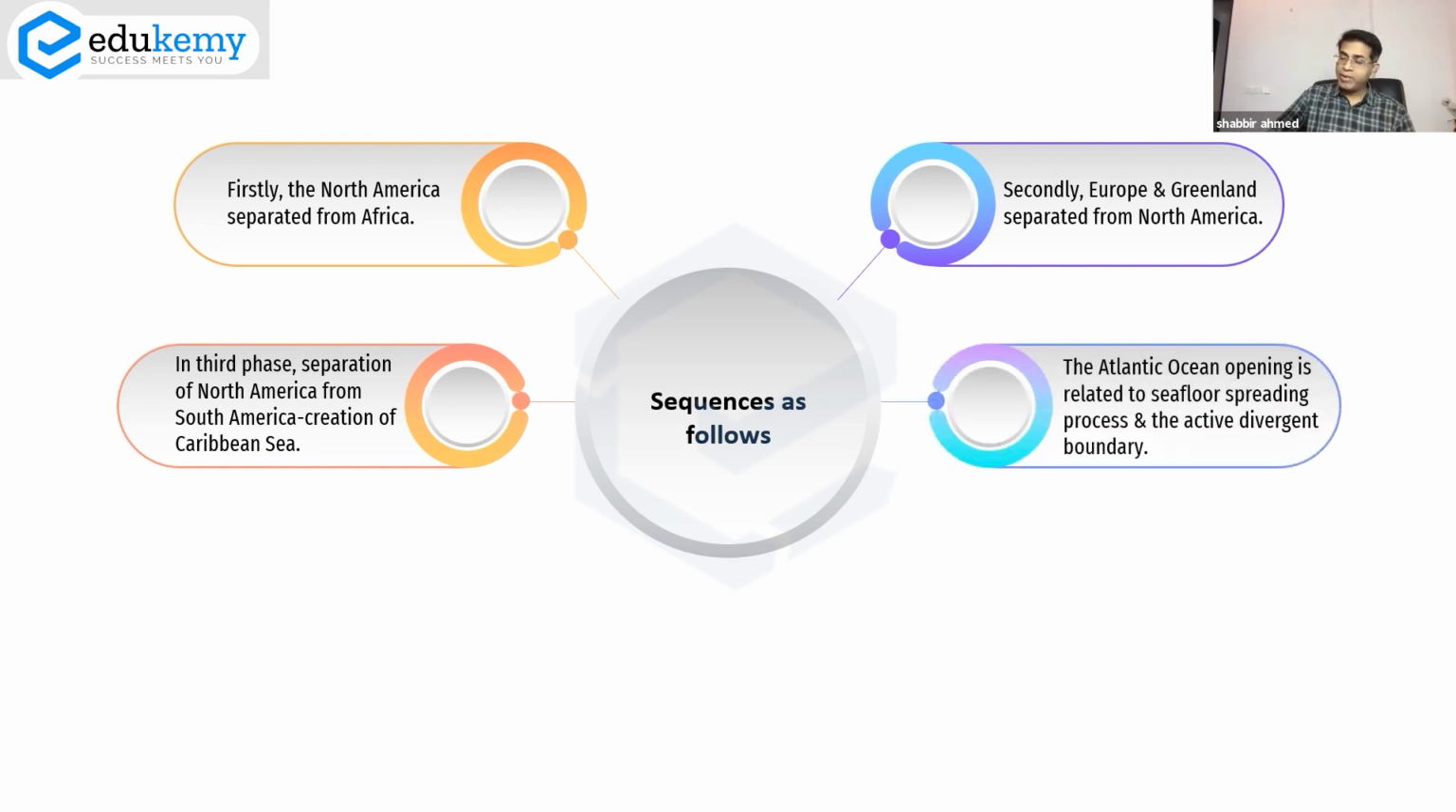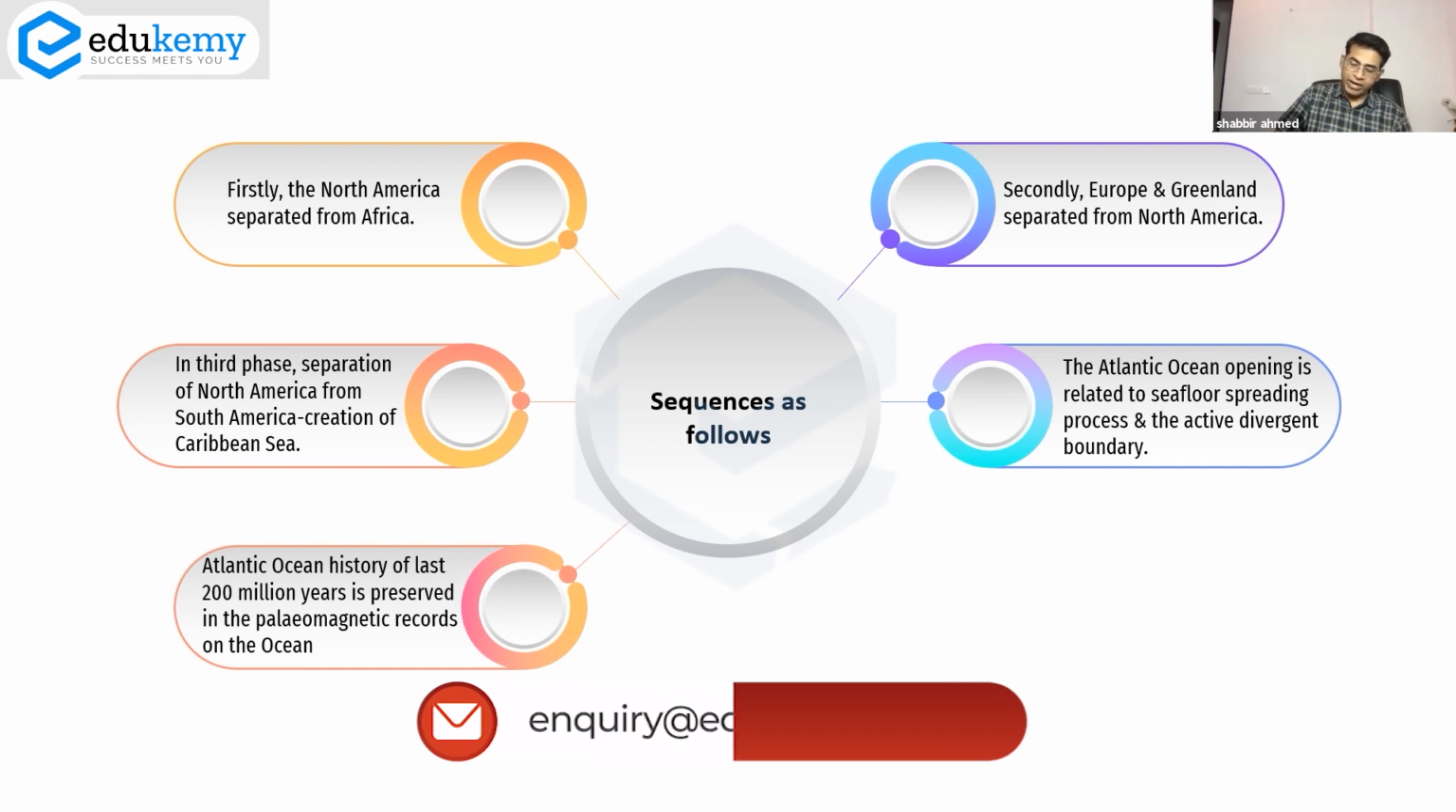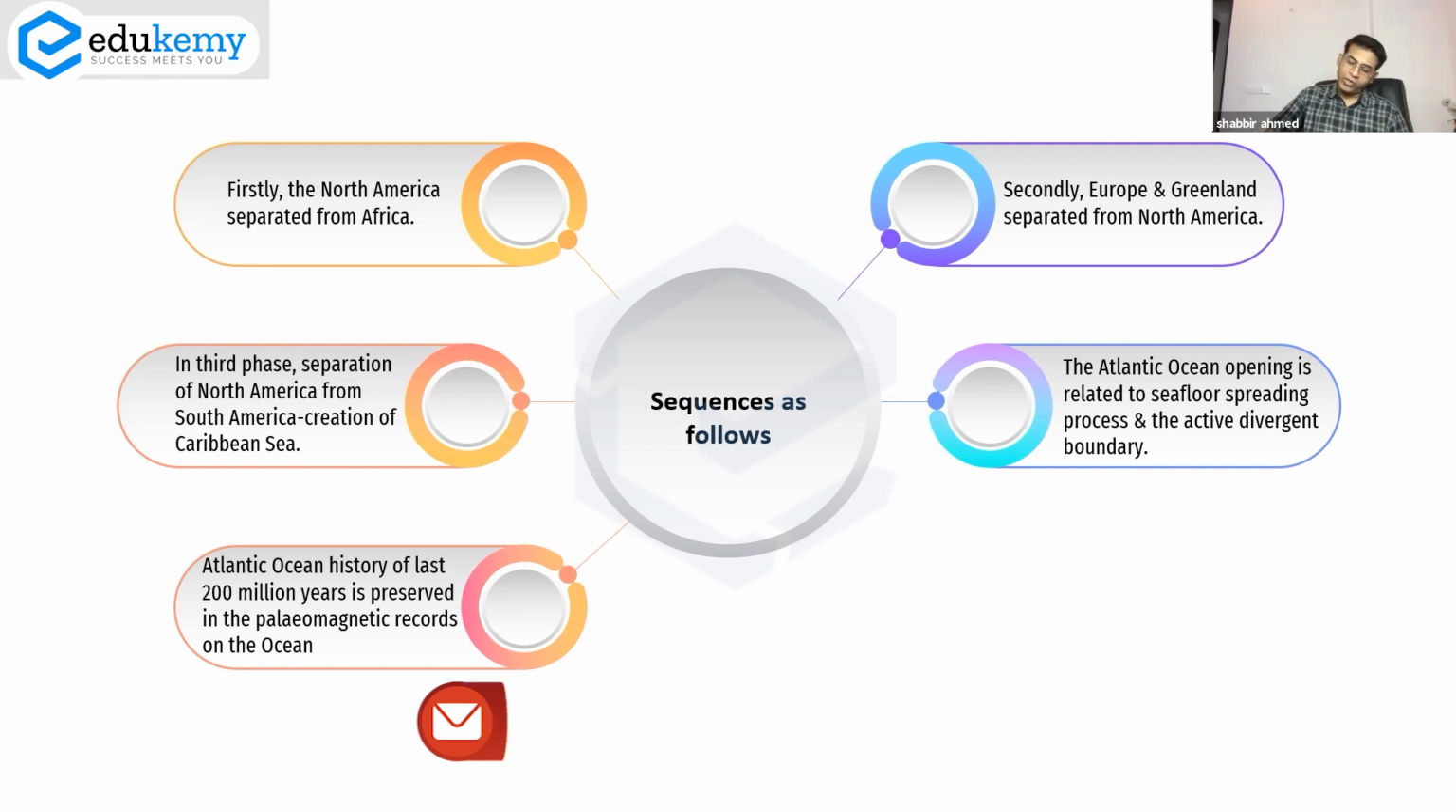Having said this, please do talk about the Atlantic Ocean opening is related to the sea floor spreading process, okay, and the active divergent boundary. You can always add a point here. Atlantic Ocean history of last 200 million years is preserved in the paleomagnetic records on the oceans. Okay, so this is the suggested summary of how you may write the answer.